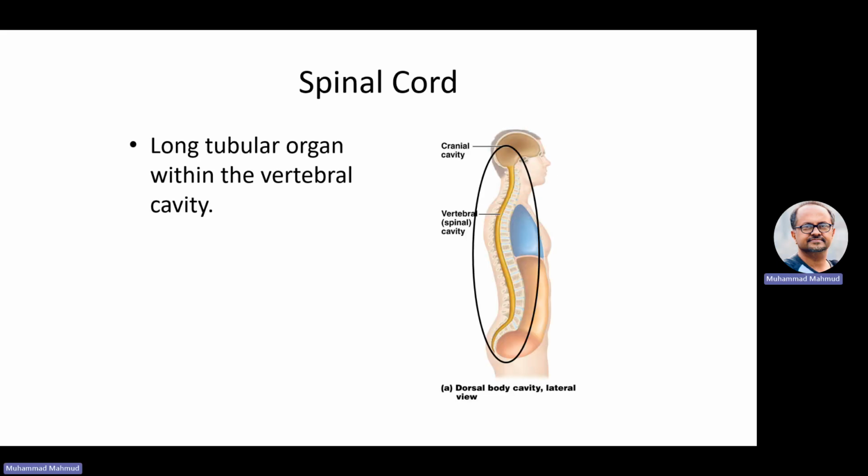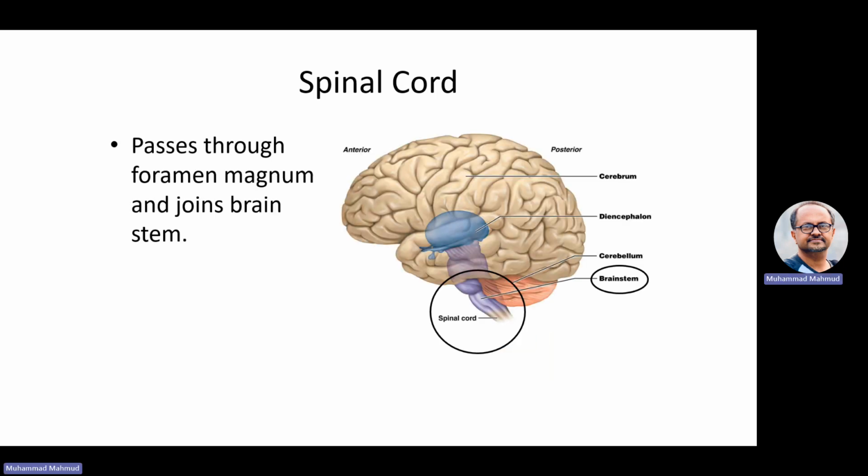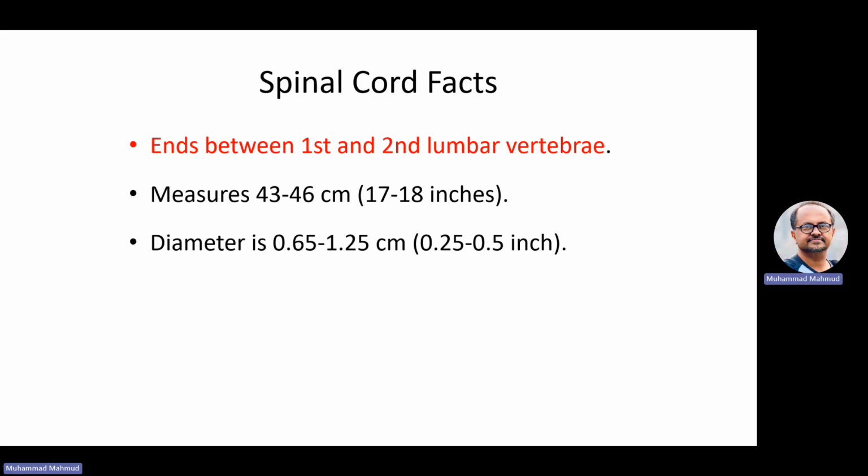So, the spinal cord is the long tubular organ within the vertebral cavity. It passes through the foramen magnum. That's the point where it starts its journey from the brain. And then it ends between the first and second lumbar vertebra. So it's a long, elongated structure, measures 17 to 18 inches, and its diameter is between 0.25 to 0.5 inches.